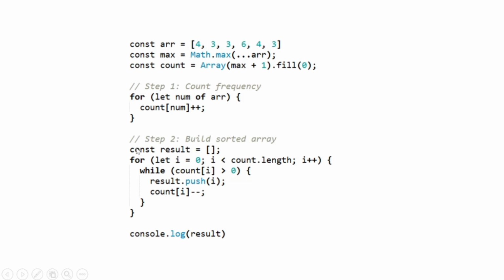Then we have taken one empty array, that is result, and we have taken one for loop, and we are going through this count array, and if the count is greater than 0, then we are pushing it to the result array, and then we have to decrease the count value. So like this we will get the sorted array in the result. So this is how we can sort array elements without using two nested for loops.